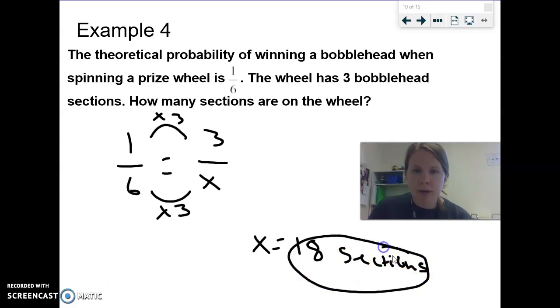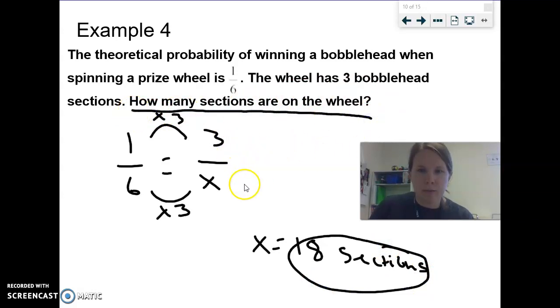Okay, so the biggest part is being able to read these and decipher where these numbers are going. Think about it: the 3 wasn't the total possible outcomes. That was only the possible of winning. That's what we wanted, so we're putting it at the top. Okay.